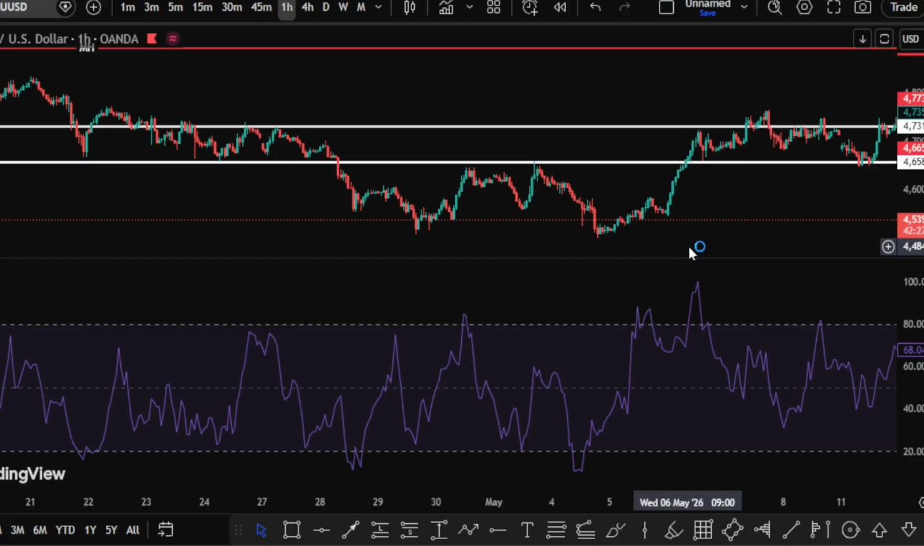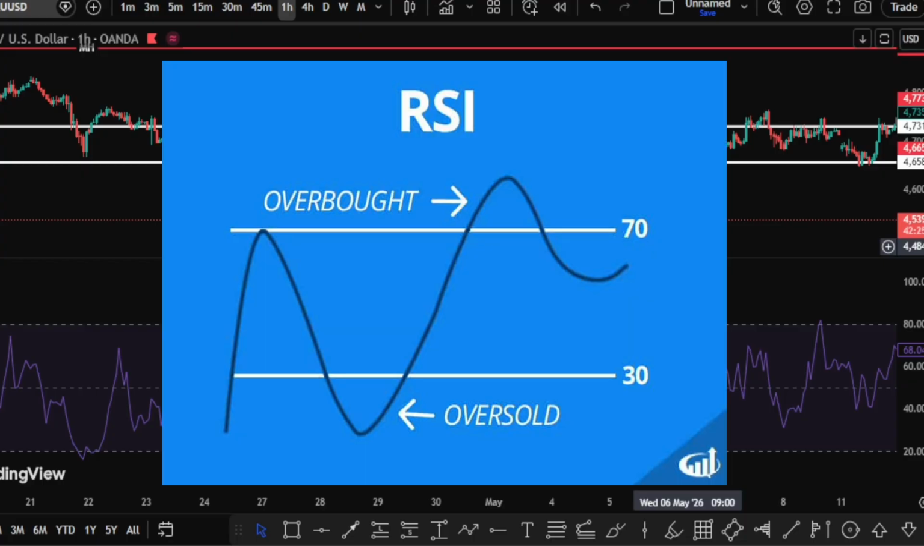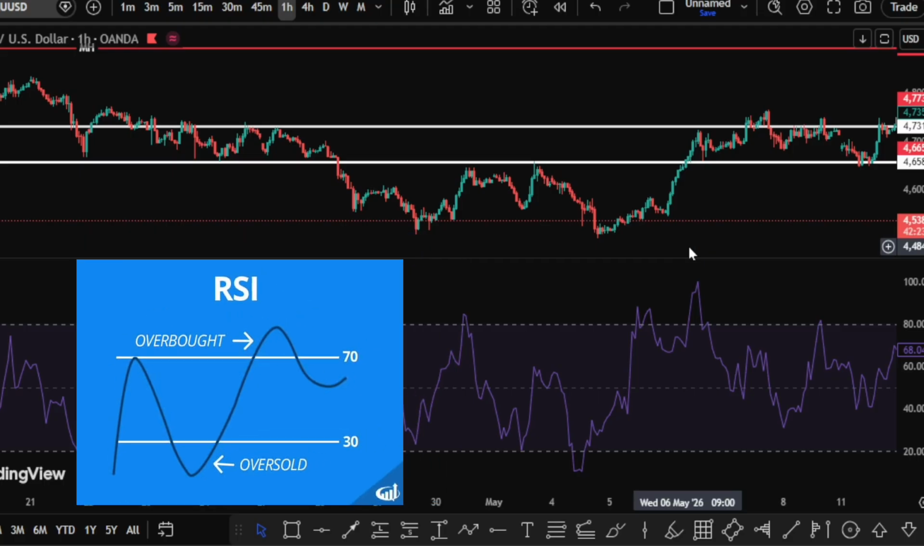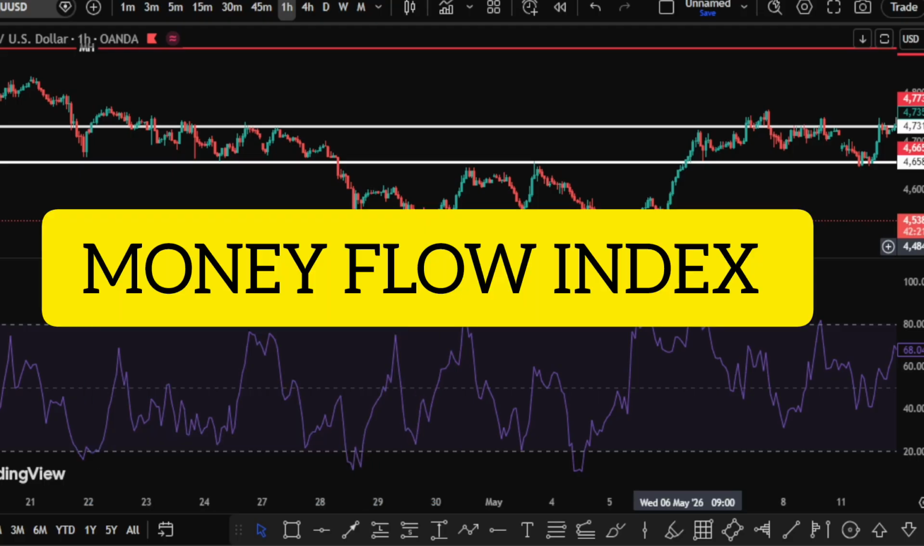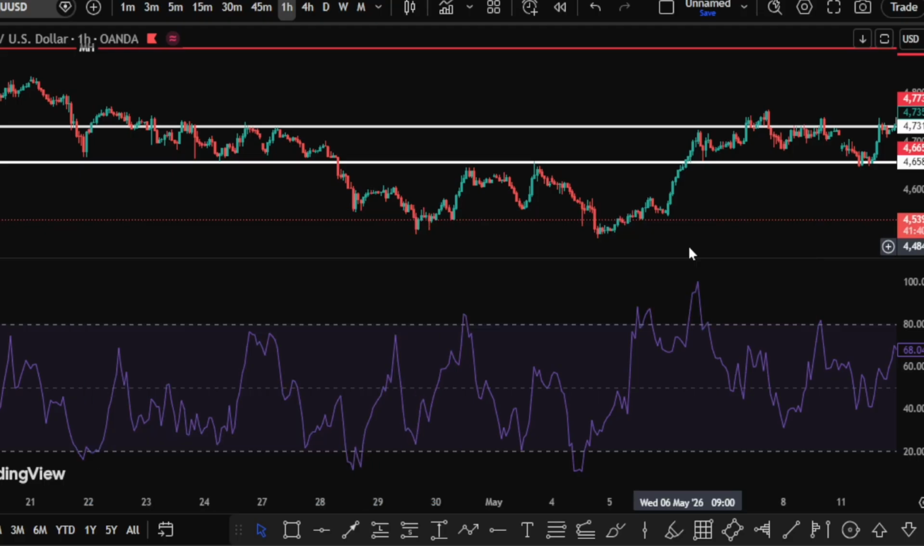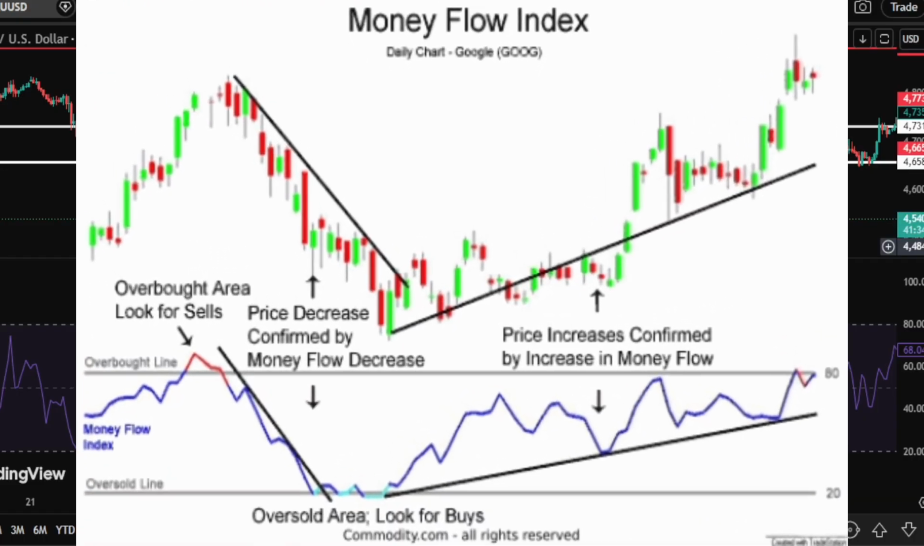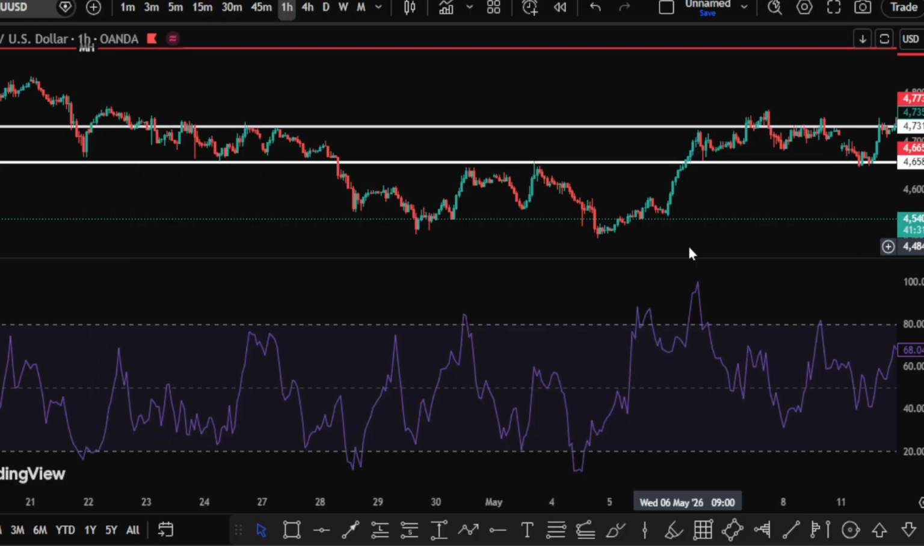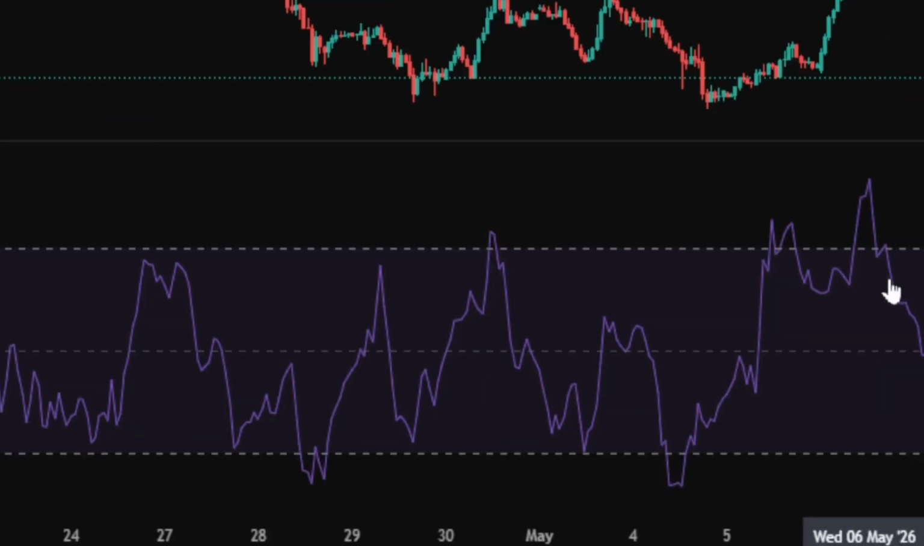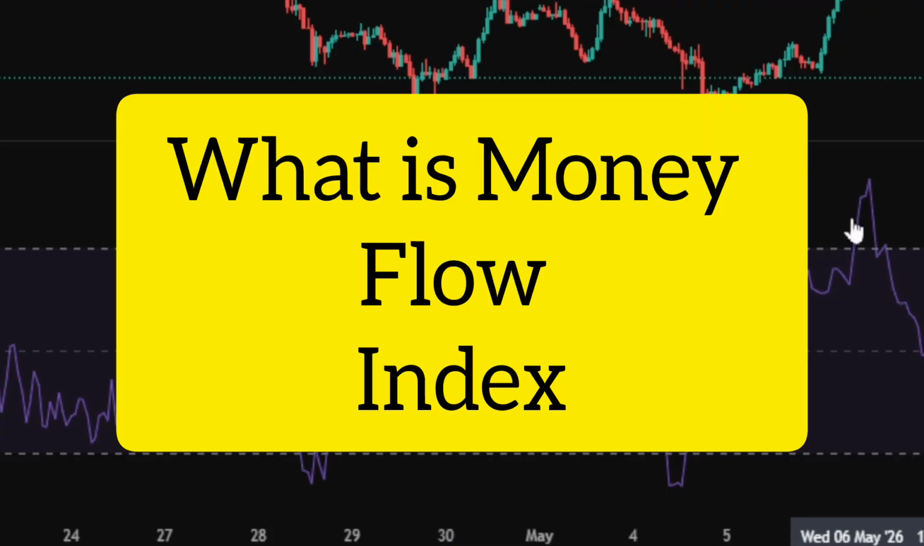If you have heard about the RSI indicator, definitely it is related to the MFI indicator, the money flow index. The money flow index is like a brother to the RSI indicator. So by the end of this video, you'll know what the MFI indicator, which is the money flow index, is, how to use it, the best settings, and how to find buy and sell setups using it, which you can see at the bottom of the screen. So let's start by defining what the money flow index is.